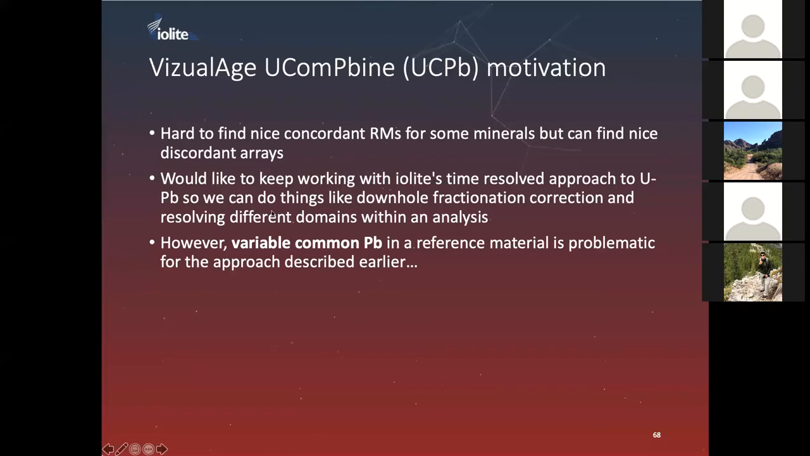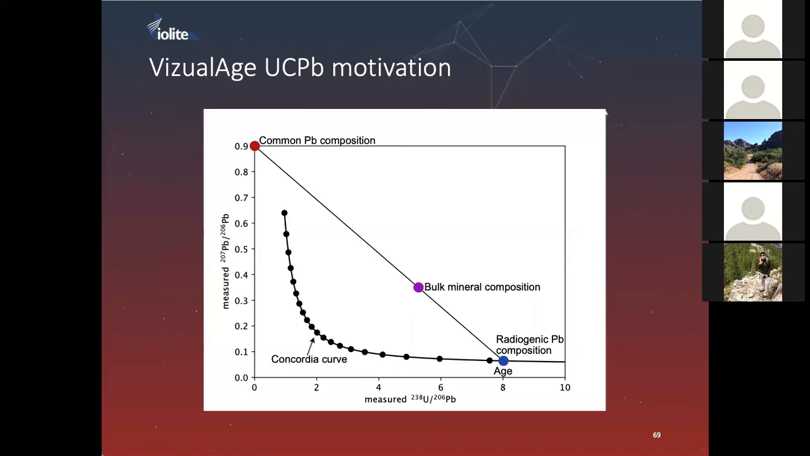Now, we would like to keep working with iolite's time resolved approach to uranium lead, so we can do things like downhole elemental fractionation correction and resolving different domains within an analysis. However, variable common lead in a reference material is problematic for the approach that Bence described earlier.